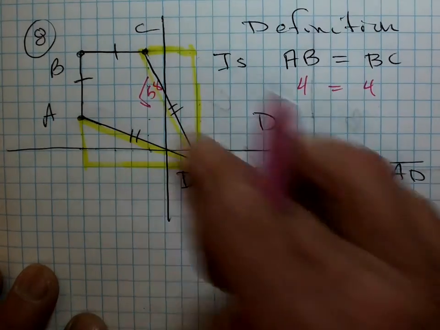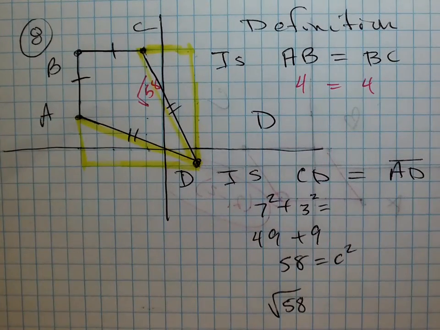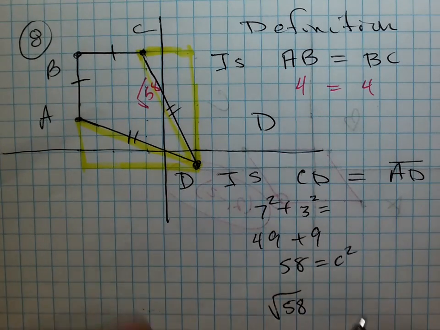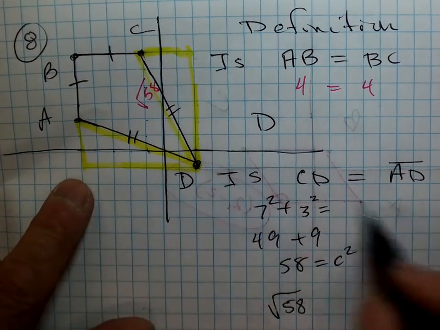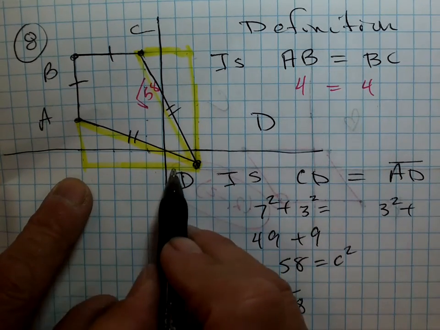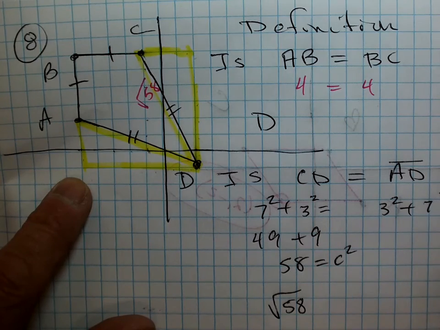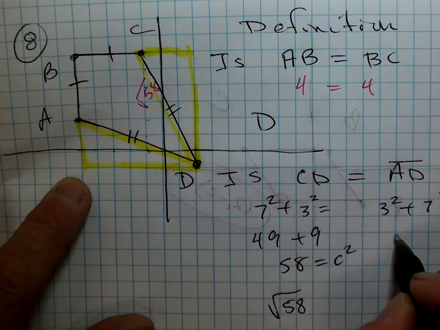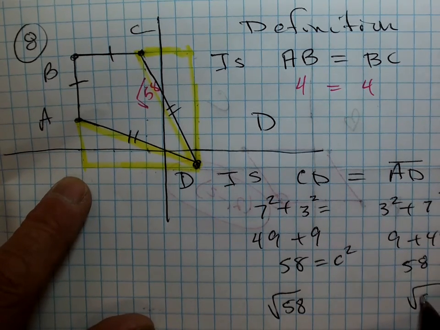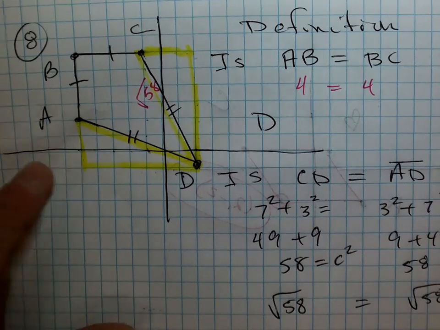All right. Well, what's the length of AD? Hopefully the same. And if it is the same, we've proven it. So how do I find out the length of AD? Again, by Pythagoras' Theorem. If I set this up, 3 squared plus 7 squared equals c squared. Same thing. I'm going to get a 9 plus a 49, a 58 equals c squared, square root of 58. So what I've done is proven it.